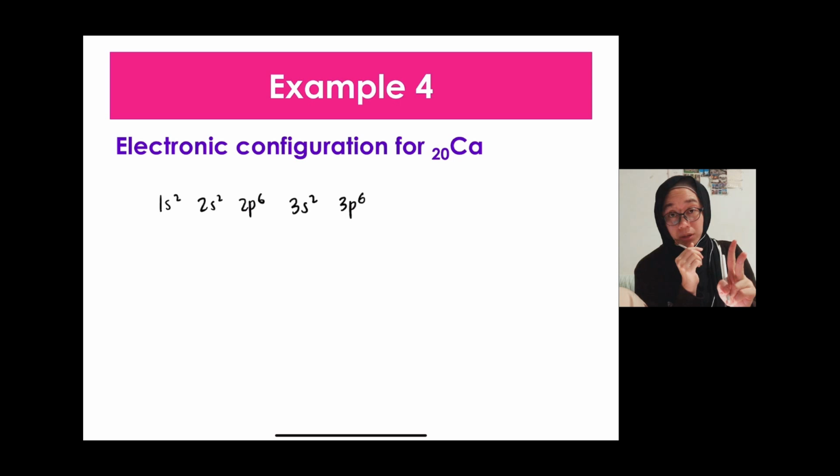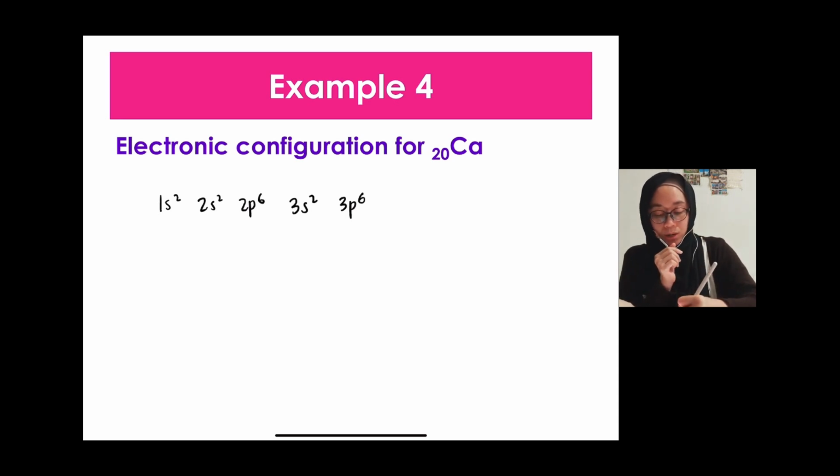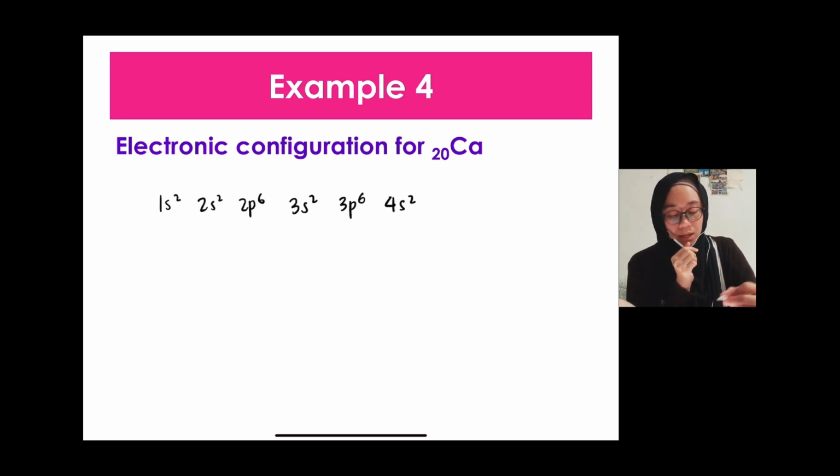So after 3p nak isi apa ni? 3d ataupun 4s. So which one has a lower energy, 4s ataupun 3d? So the next one yang lower energy is 4s, okay. So kita ikut rule siapa ni? Aufbau principle, okay. So according to Aufbau principle, kita kena ikut increasing order energy of orbital tu kan. So after 3p, the next one adalah 4s. So this is the SPDF notation for calcium.